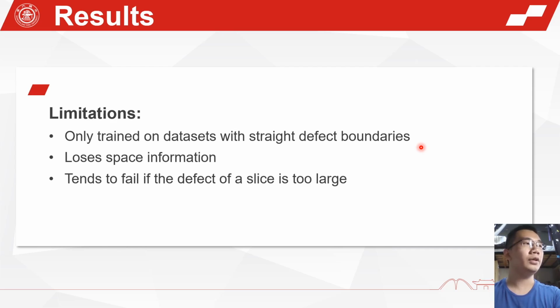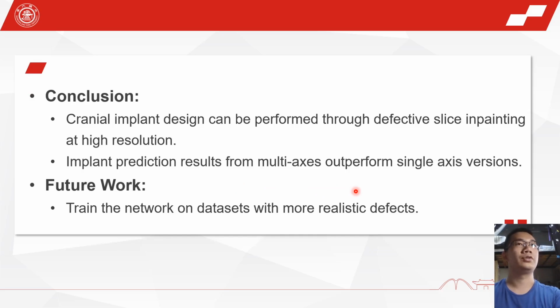Secondly, due to the nature of 2D slice inpainting, some spatial information is lost in the implant predicting process, which also leads to the unsmooth implant surface. Lastly, the 2D slice inpainting method tends to fail if the defect of a slice is too large.